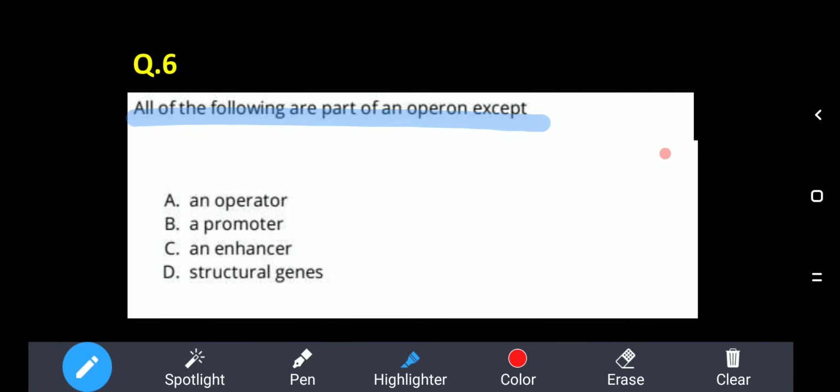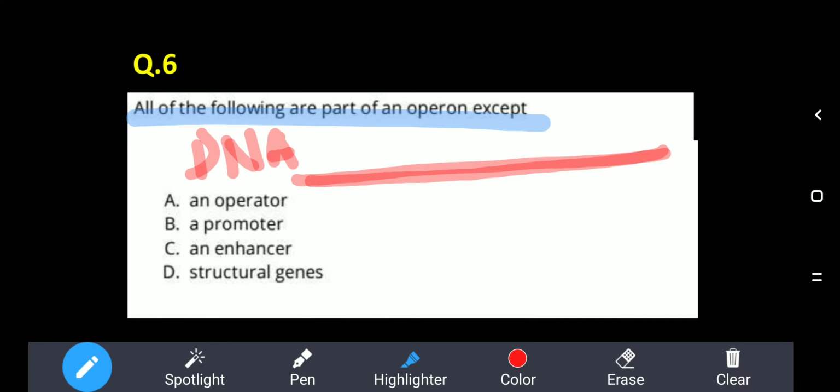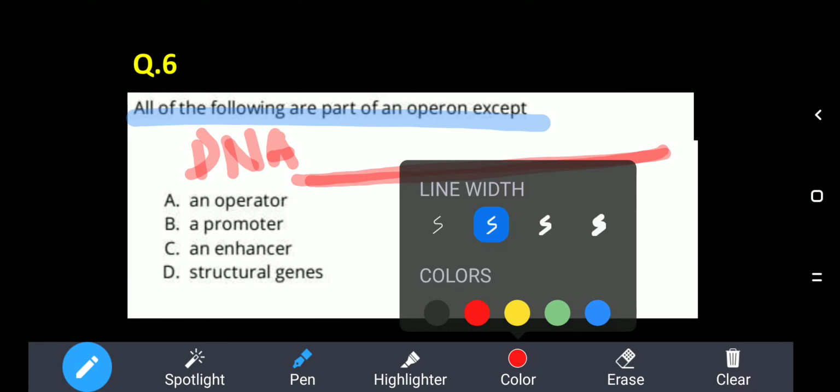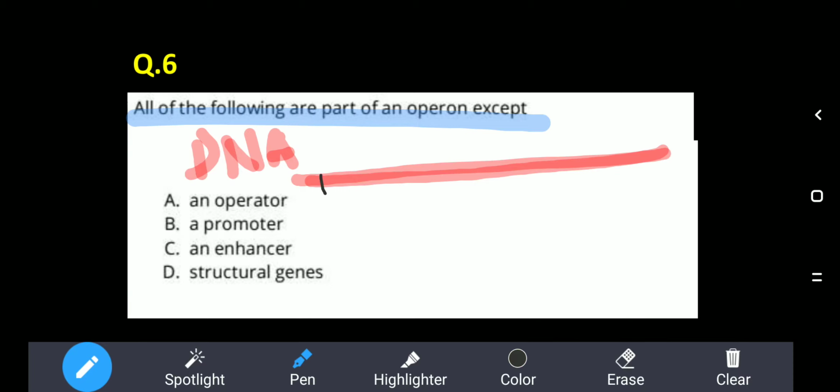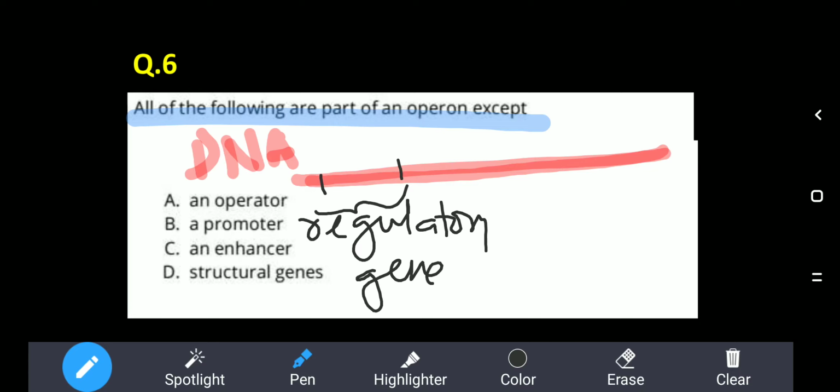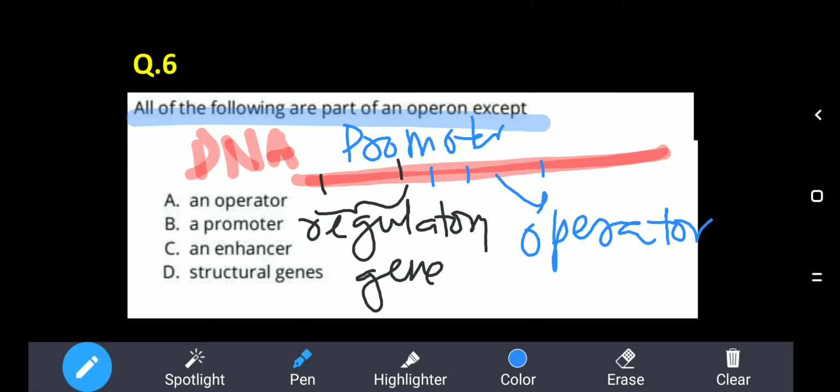We have the DNA. I am just drawing it broad because I don't want to confuse you. DNA is there, and in that DNA, we have got some sections. In the first part, in the operon, we have got the regulatory genes. Next part in the DNA is the promoter region. Then we have got the operator region. And then at the end we have got the structural genes.